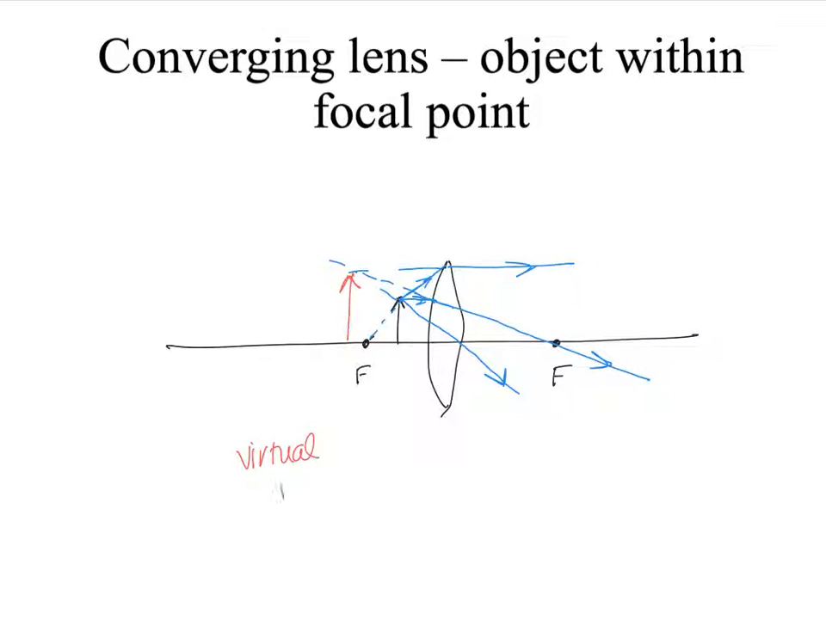And so when you place the object, even for a converging lens, if it's closer to the lens than the focal point, it actually doesn't produce a real image, it produces a virtual image.